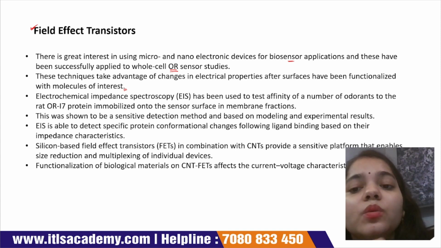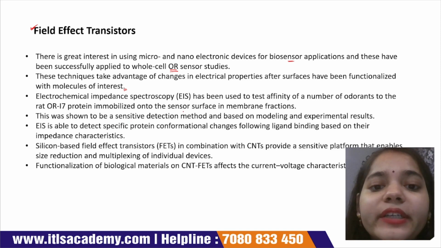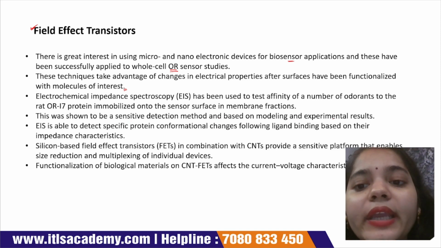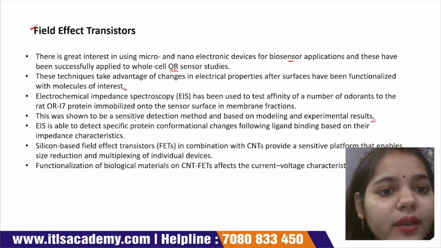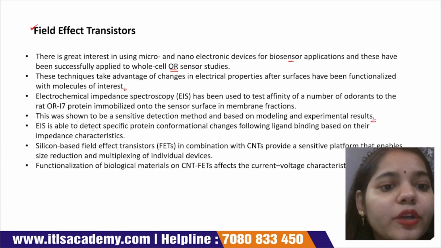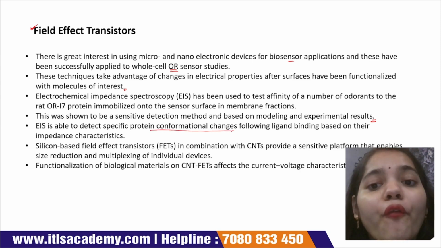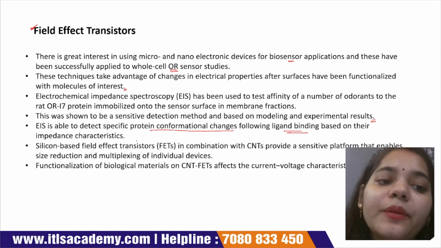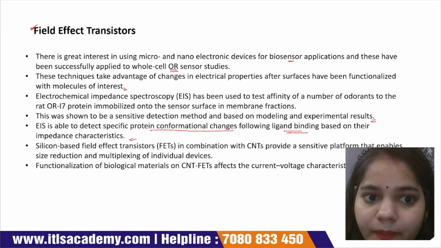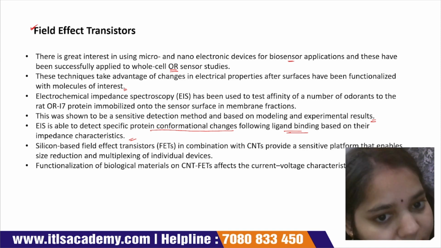This technology was shown to be a sensitive detection method based on modeling and experimental results. Electrochemical impedance spectroscopy detects specific protein conformational changes following ligand binding based on the impedance characteristics. And this electrochemical impedance spectroscopy is used for the detection of protein conformational changes.